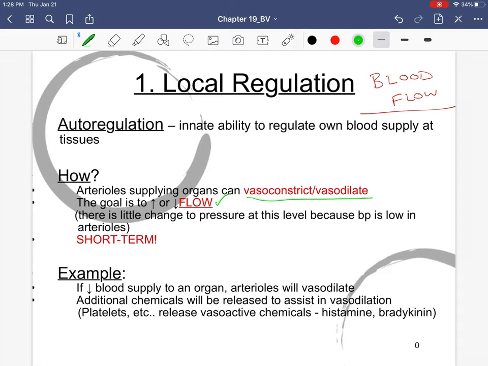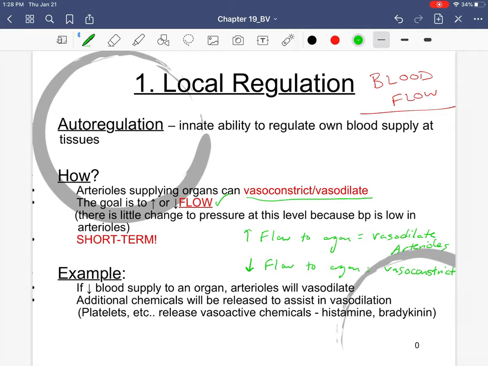So folks, it's pretty simple. It's what I said before. We're just giving it a fancy name. At local areas all over our body, the arterioles that feed into the capillaries are constantly making decisions on whether to dilate or constrict. Any time that we want to increase flow to an organ, we will do what? Vasodilate the arterioles that lead into the capillaries of that organ. On the other hand, anytime we don't need as much blood flow to an organ, we vasoconstrict.